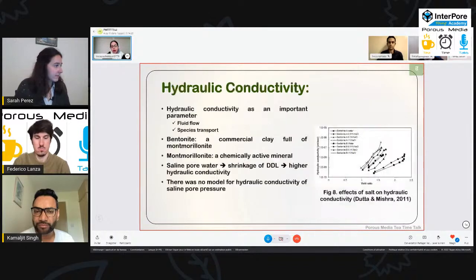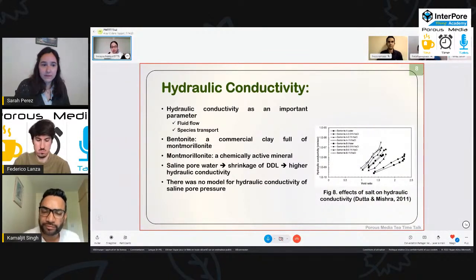For the rest of the presentation, we're going to talk about hydraulic conductivity, which is a very important parameter in soil as it directly affects the fluid flow and species transport. In particular, we are going to focus on bentonite-based clay layers. Generally, clays have very low hydraulic conductivity. Again, it's because of the diffuse double layers. Especially bentonite is a commercial type of clay which is full of montmorillonite minerals, which is a chemically active mineral. It means that chemical species can change their properties.